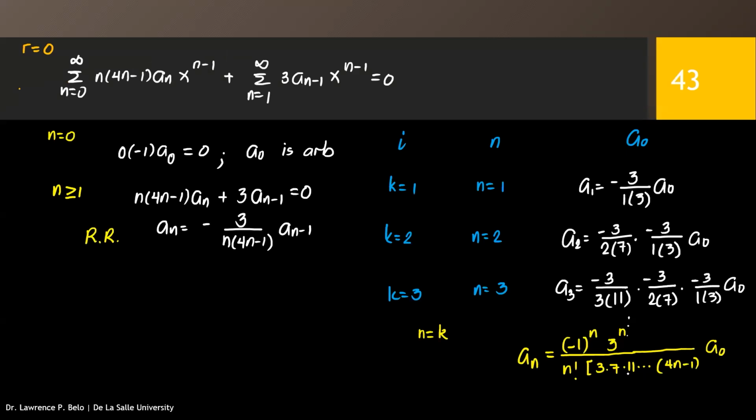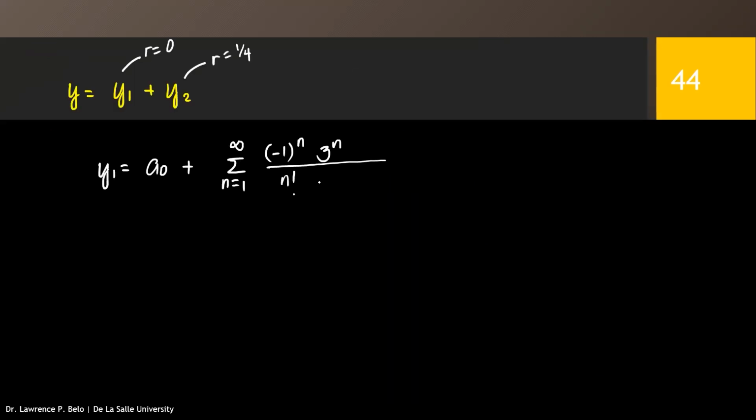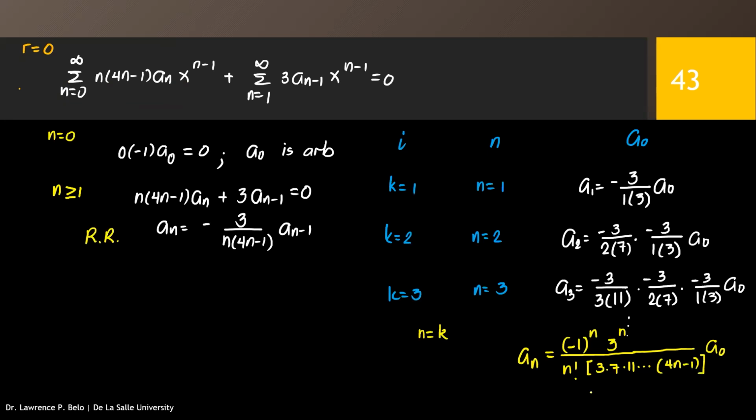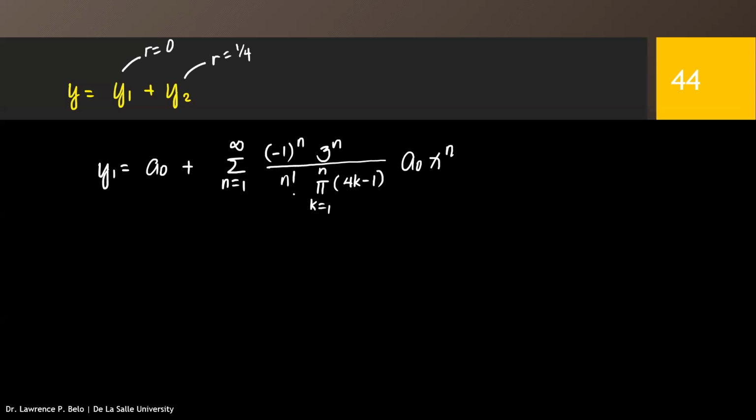And then this one, as I said, if you want to make it pi notation, you can make it pi from k equals 1 to n. Because again, for pi, we have to create another variable for k minus 1, a sub 0, x to the n. So this is only for y sub 1. By the way, I forgot to close this. There. Now, so let us solve the second solution.